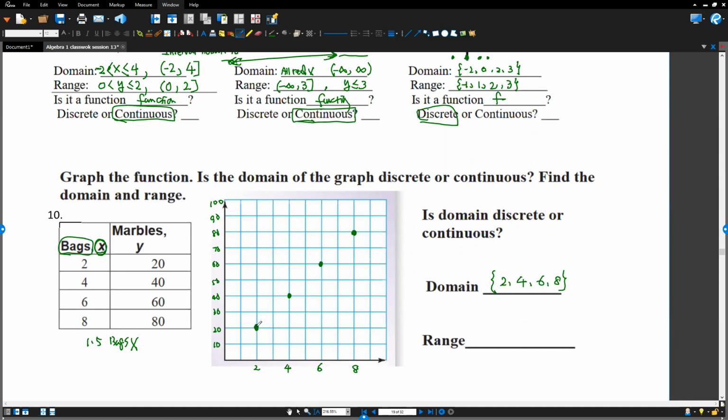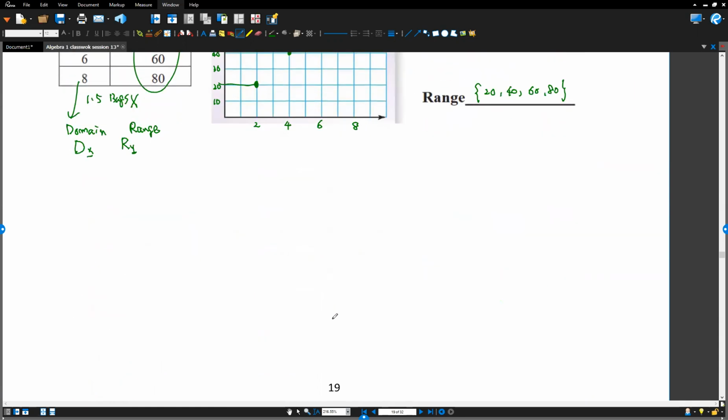What about range? The value of y. The minimum is 20. The next one is 40. The next is 60. The next is 80. That's the range. The x value is the domain. Domain is x value, range is y value. That's why we use x for domain and y for range. Okay, all right. Now move on to the next.